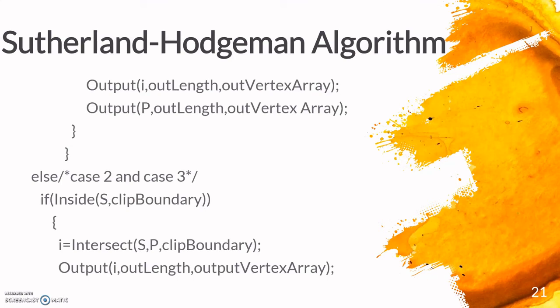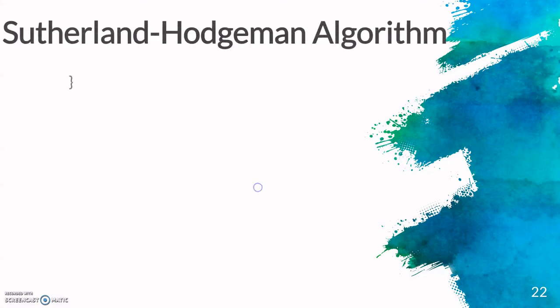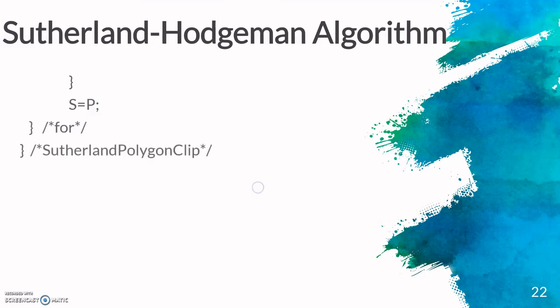Now there is no action for case 3, right? Because in case 3, the polygon edge is outside the clip boundary. So no action for case 3. Now we'll set S equal to P and we'll close the for loop and close the Sutherland polygon clip. So this is the algorithm for Sutherland-Hodgman.